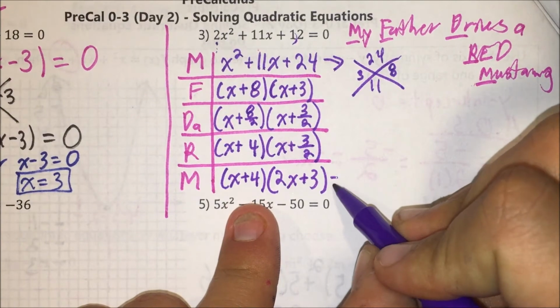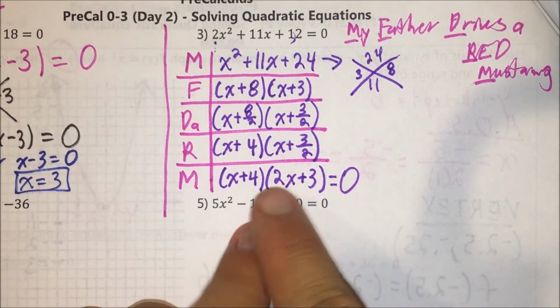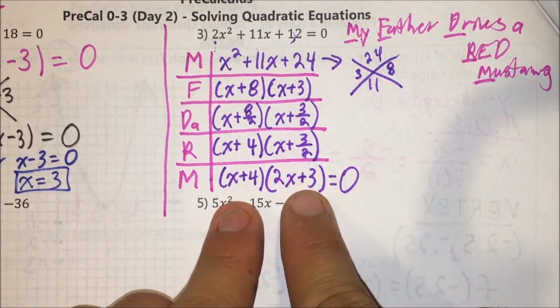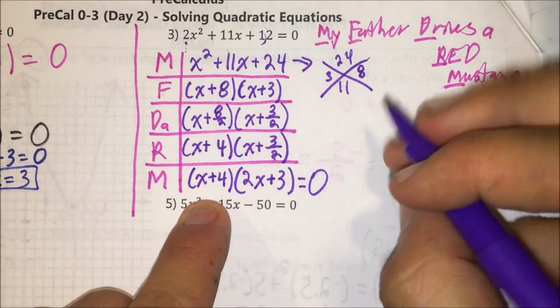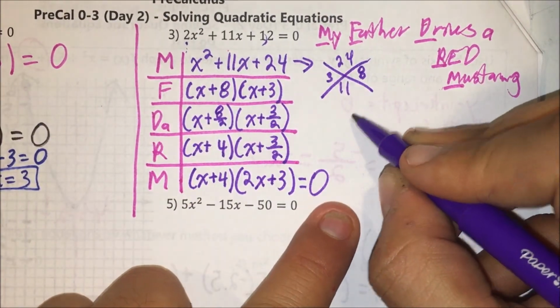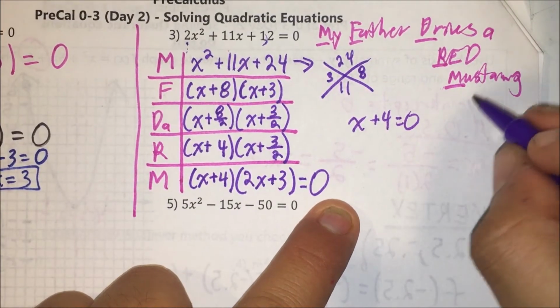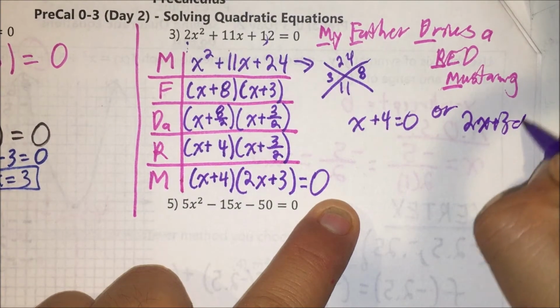That's kind of a neat little trick, isn't it? So now that I've factored this, I can then use my zero product property to say, okay, well, x plus 4 must equal 0, or 2x plus 3 must equal 0. Right?